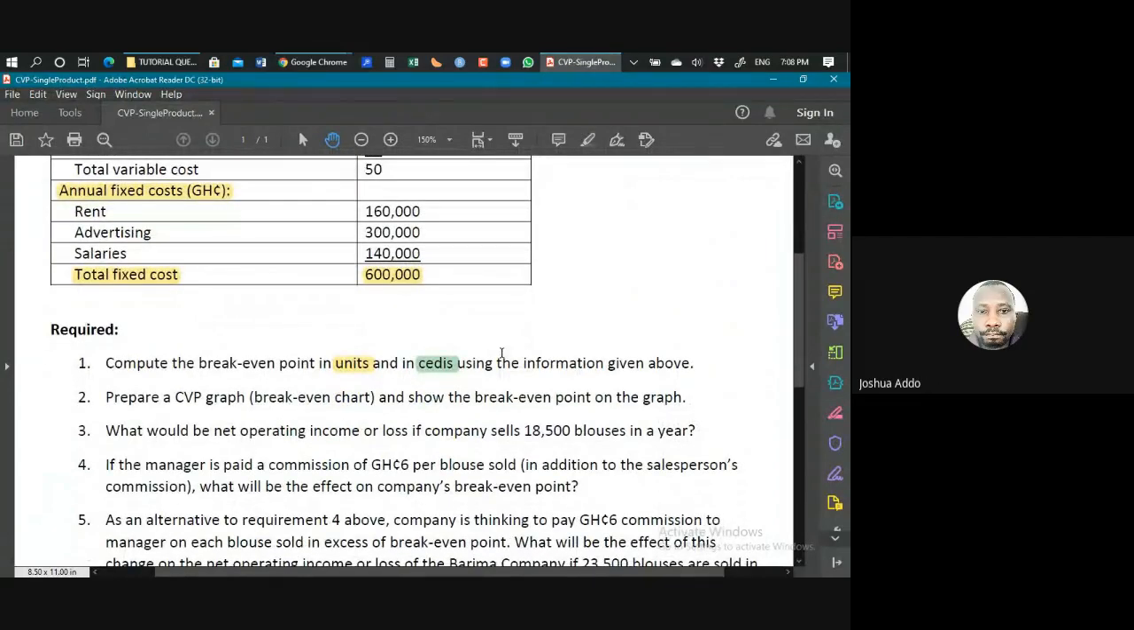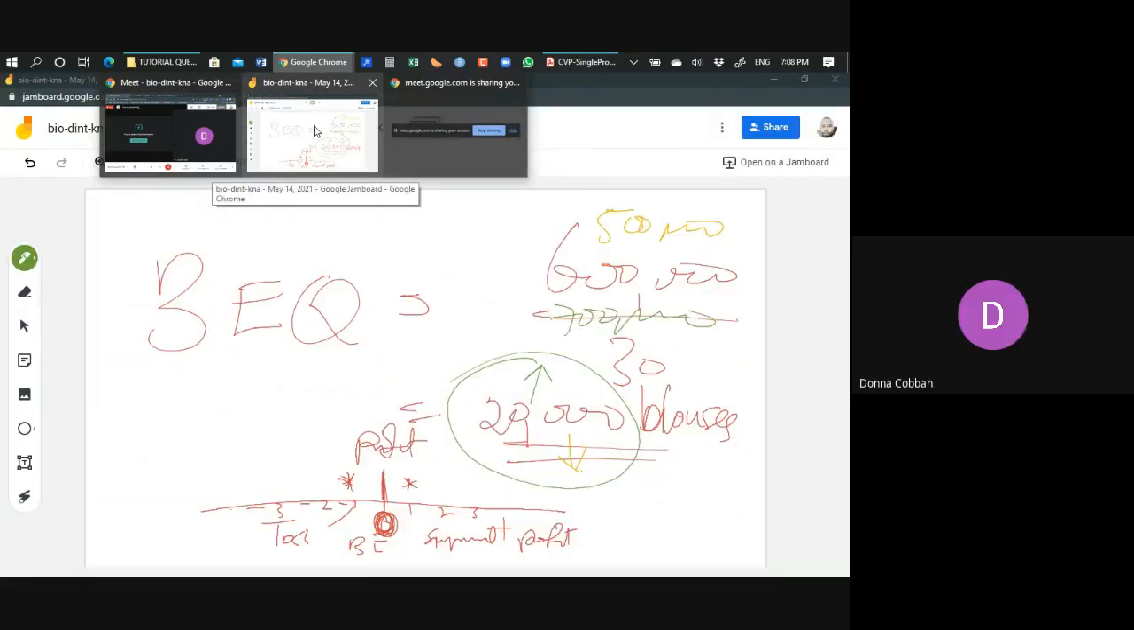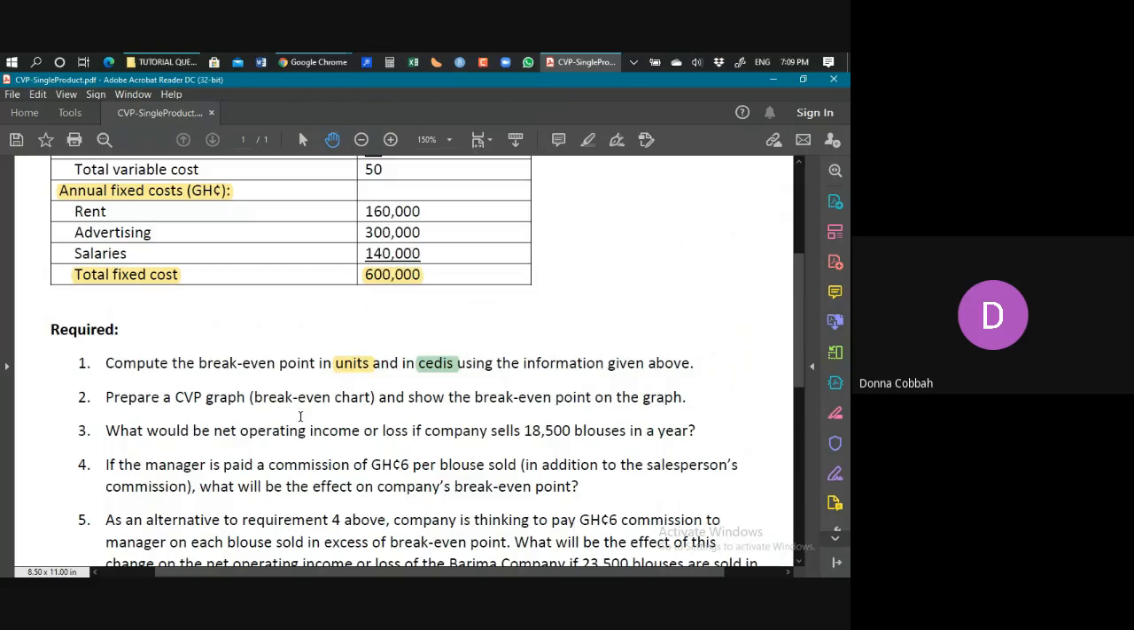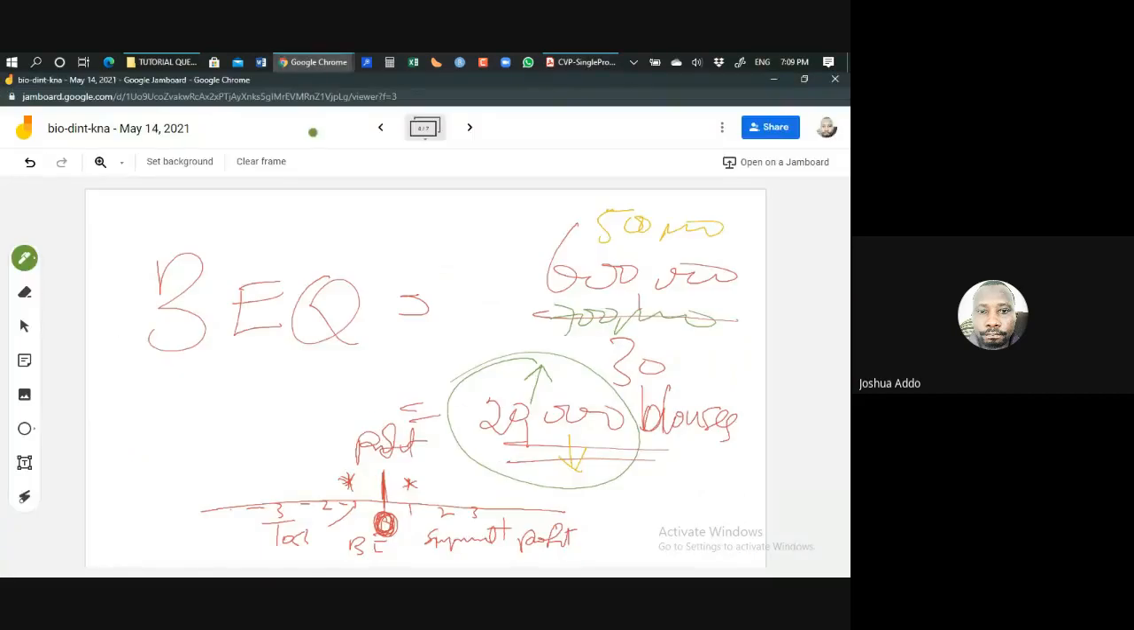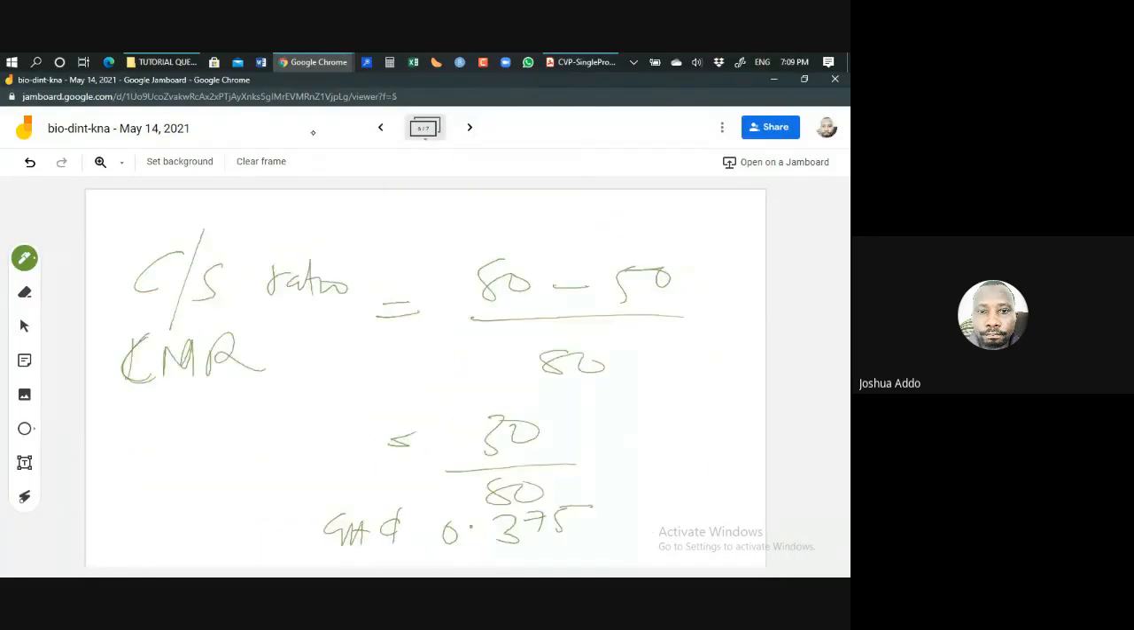Then requirement two is asking: prepare a CVP graph and show the break-even point on the graph. I have to go and buy graph paper. Or you have Excel on your computer, right? Yes. So you don't need a graph book, you need Excel. But in the exams, you will be provided with a graph sheet. For practice purposes, you can get some graph sheets and practice with them.